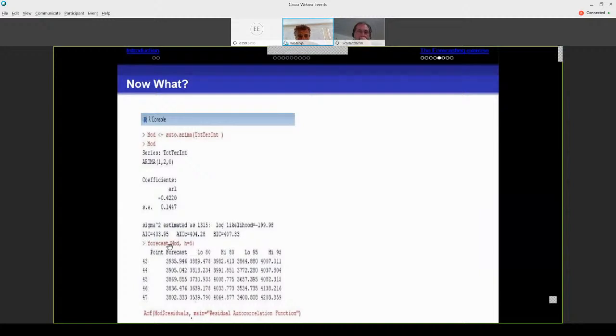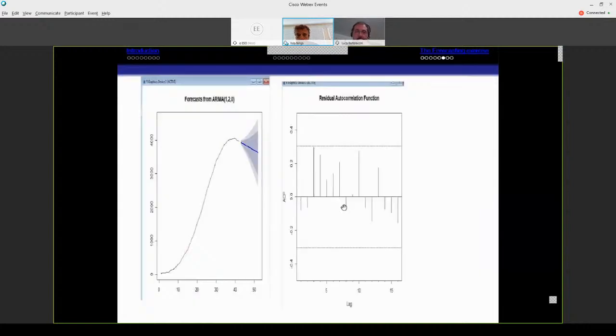Auto.arima and forecast, with h equals 5. This is the prediction horizon, so five points, and that's it. That's what's going on here. The forecasts are provided immediately, as is this graph here.